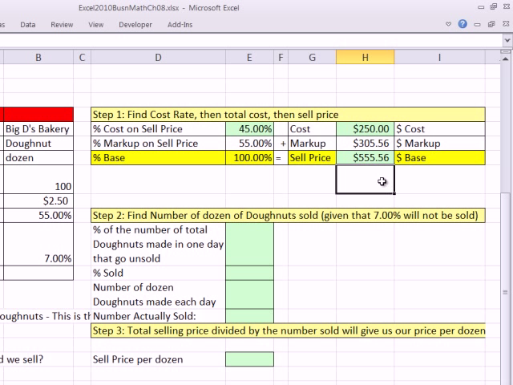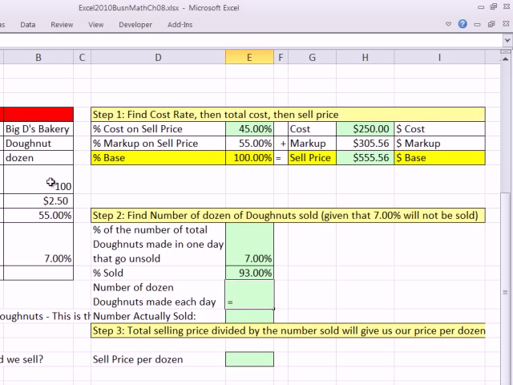Now, this is the total for all 100 dozen donuts. But now we need to do step 2. Find the number of dozen donuts actually sold. The percentage of the total number of donuts made in one day that go unsold, well, we already have that. The percentage sold, oh, the complement. So if 7% go unsold, then the complement of that, 1 minus, will give us the percentage of the number we sold. So we're going to sell 93%.